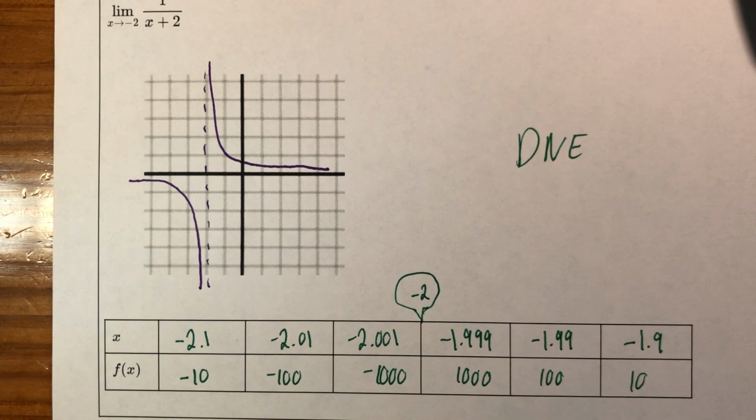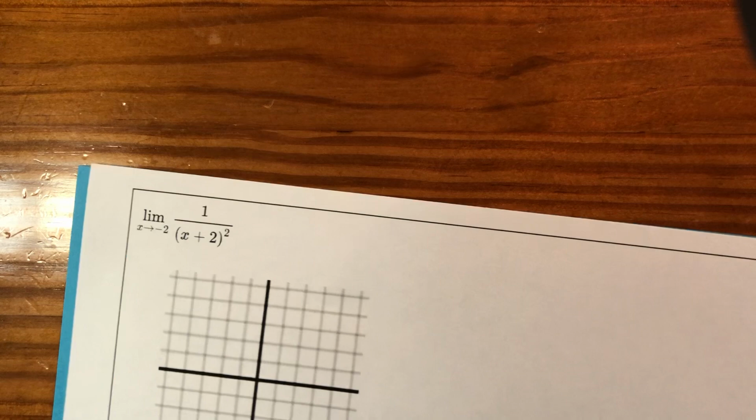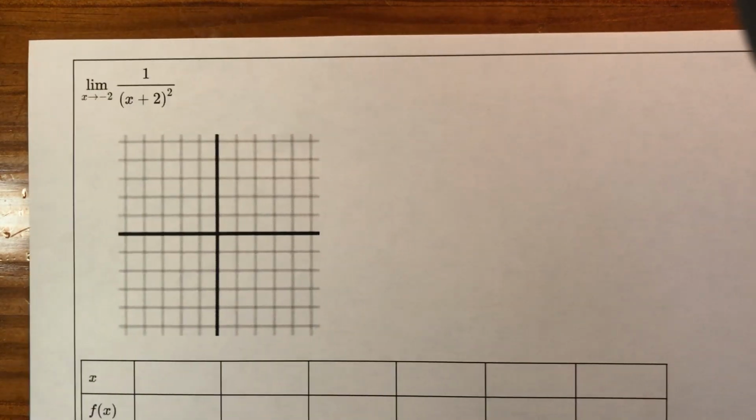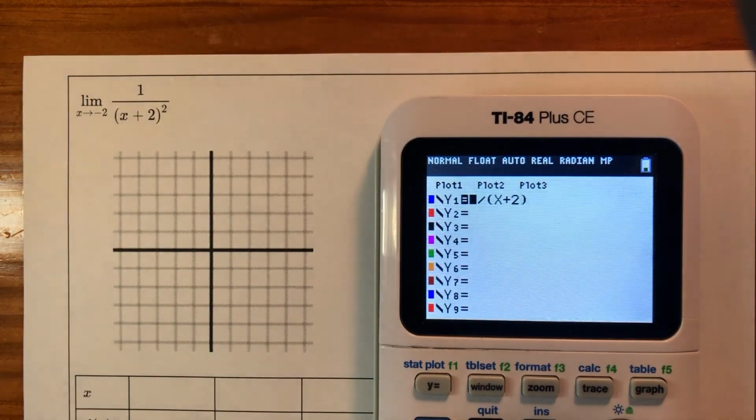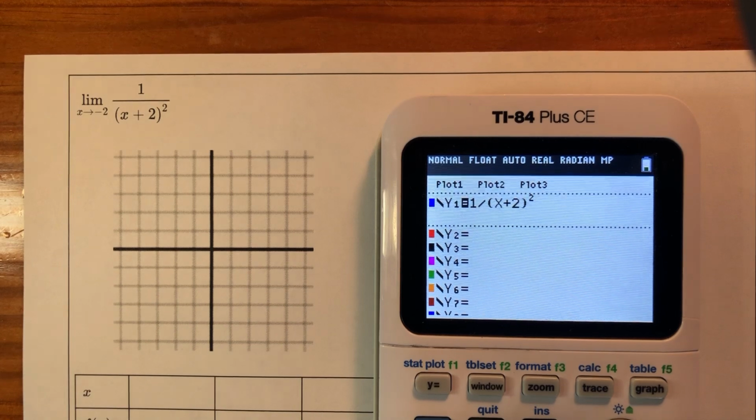All right, let's crank out a couple more examples that are going to be amazing and fantastic. You're going to love this. Here we go. This next one looks almost exactly the same as the one that we just did, but it is slightly different in that we are squaring the denominator. So let's do the same thing, only we're going to square the denominator. So there we go. We have that typed in now.